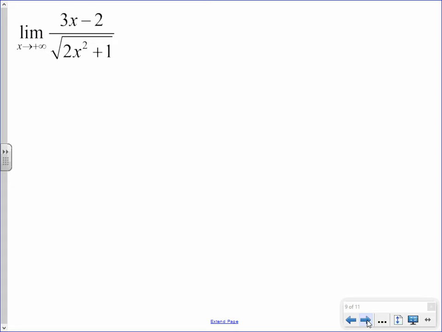Technically, what's our highest degree in the denominator? It'd just be 1, right? We have x squared under the square root, so our biggest degree is x to the first. Does that make sense? Okay, so what we are going to do to evaluate this limit is divide everything by x.